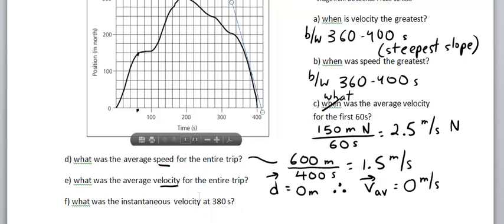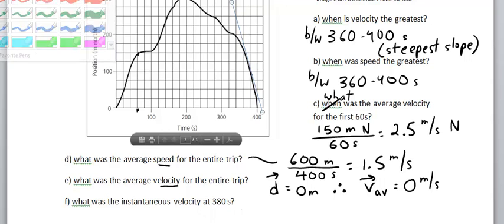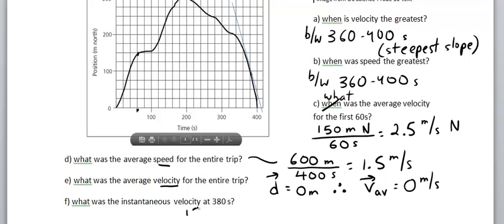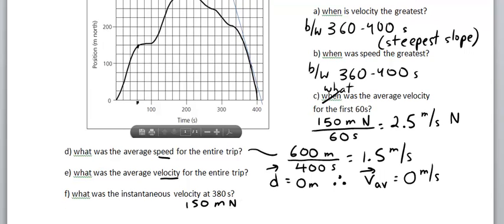So that means that the rise for that would be 150 meters north, and the run for that would be between 340 seconds and 380 seconds. So the run for that would be 40 seconds. So 150 divided by 40, I get 3.75 meters per second north. That's the instantaneous velocity at 380 seconds.